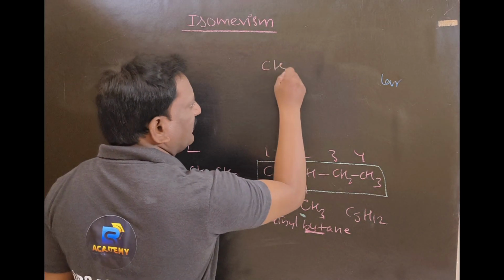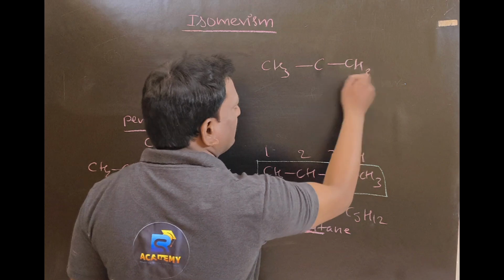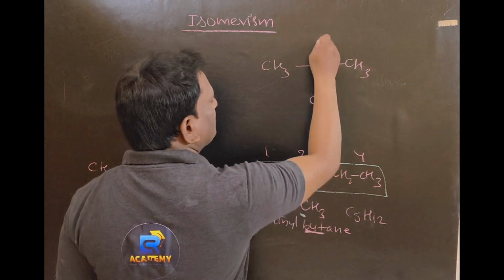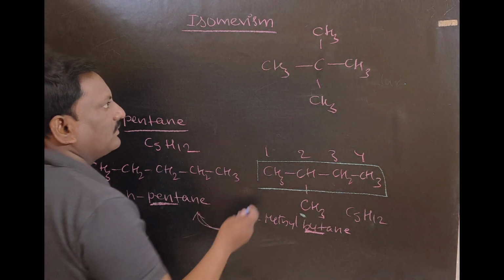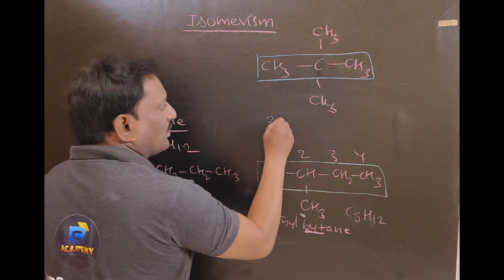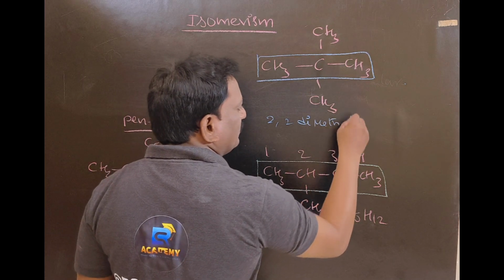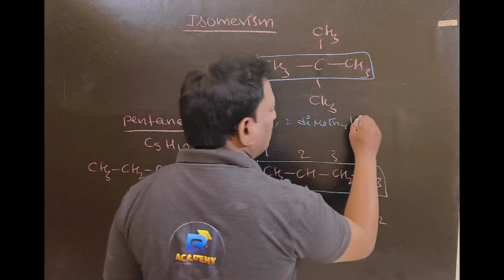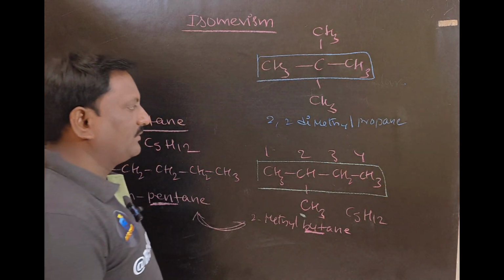CH3, CH3, CH3, CH3. Right, this is the parent chain. 2,2-dimethylpropane, 2,2-dimethylpropane.